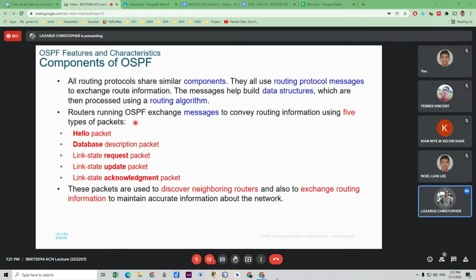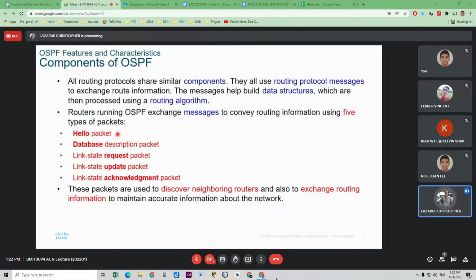So routers running OSPF will exchange messages to convey this routing information, and they have 5 types of packets depending on what is being shared. We know that neighbor routers send each other hello packets. We also already know that when we configure them, we can configure the hello period, so every period the hello will be sent. And we also know the timer, the time elapsed when the hello packet is not detected, after which the router will consider that part of the network is down, right?